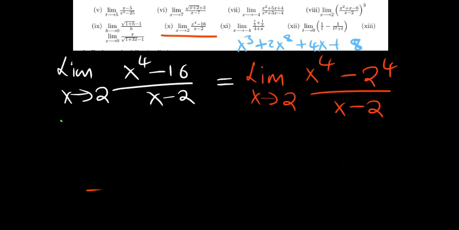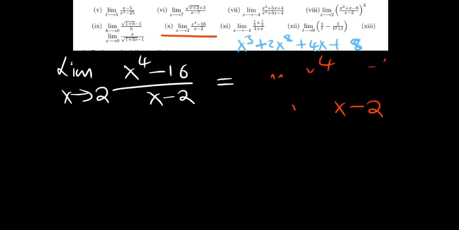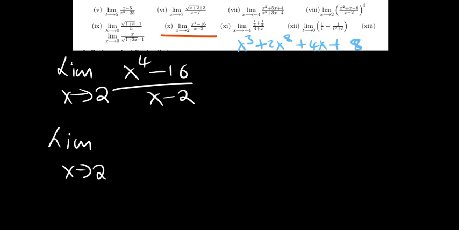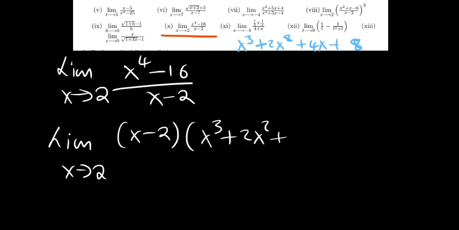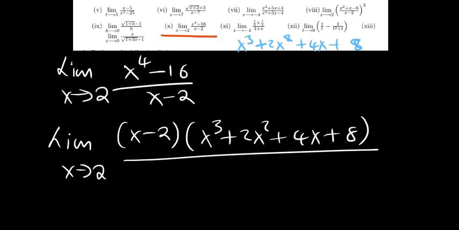You can use long division if you want. So we have the limit as x approaches 2. For the top part, after dividing by x minus 2, which was x is equal to 2, we are getting x to the power 3 plus 2x squared plus 4x plus 8. And for sure, if you multiply by the x minus 2, you are basically going to end up with what we had, this one.